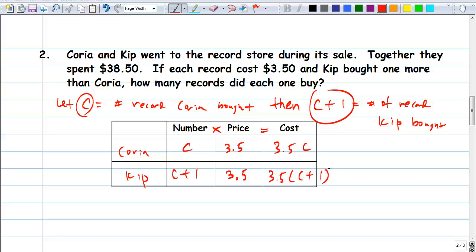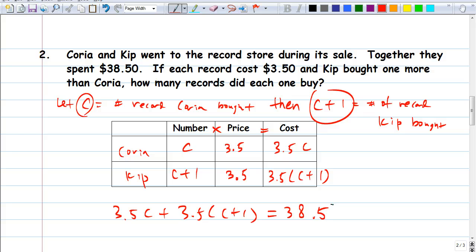Let's see, who haven't I called today? I haven't called Samuel in front here. What do you think, sir? 3.5C equals 38.5. Very good. Where did he get this from? He's correct. What does this equation mean?